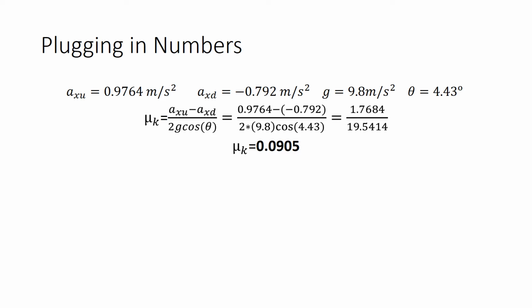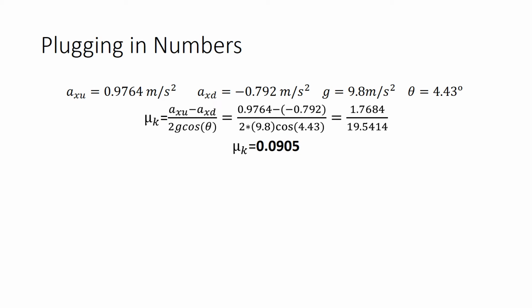And we can also use that to go to the acceleration in the x-axis going down, for when the cart's going down. And we find that to be negative 0.792 meters per second squared. I mean, we just did the same thing. And obviously, gravity is a constant at 9.8 meters per second squared.